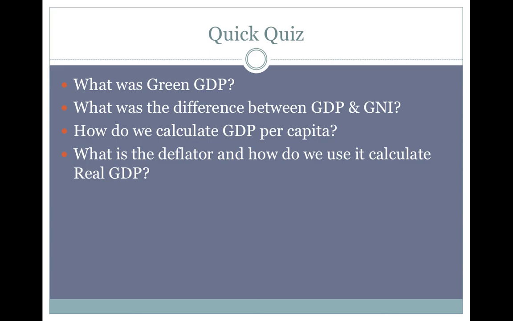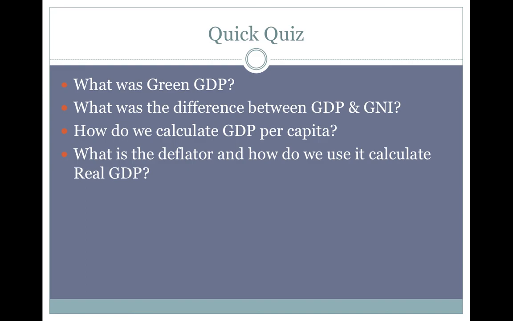All right, so let's just quickly go over the answers. Green GDP, obviously, is GDP that takes into account environmental degradation and negative externalities that are associated with the environment. Next, the difference between GDP and GNI. Well, GDP is the final value of all goods and services produced in a country over time. Gross national income, on the other hand, is basically the value of the income earned from the factors of production, regardless of where those factors are located. So basically, it's GDP plus net income from abroad.